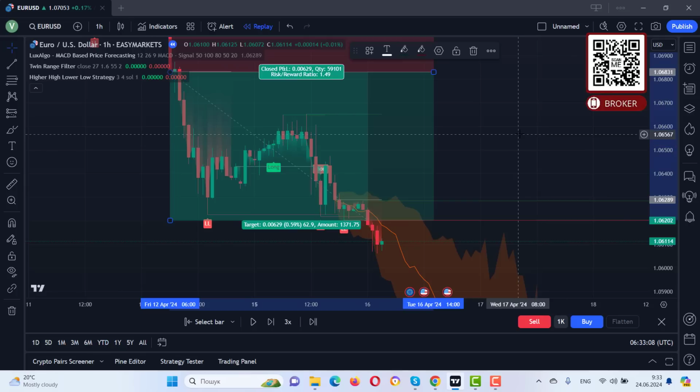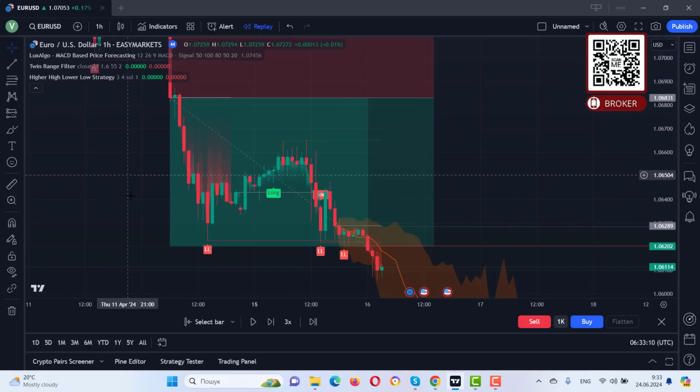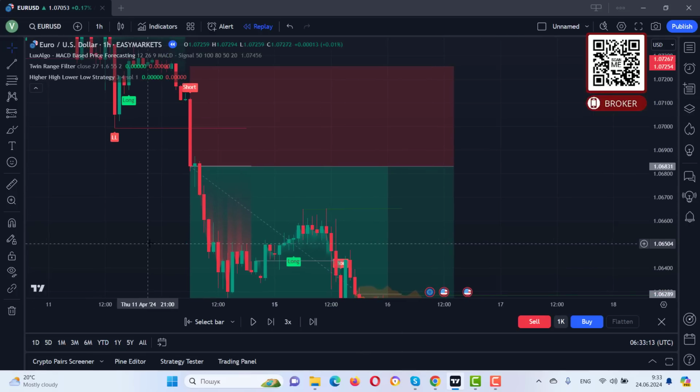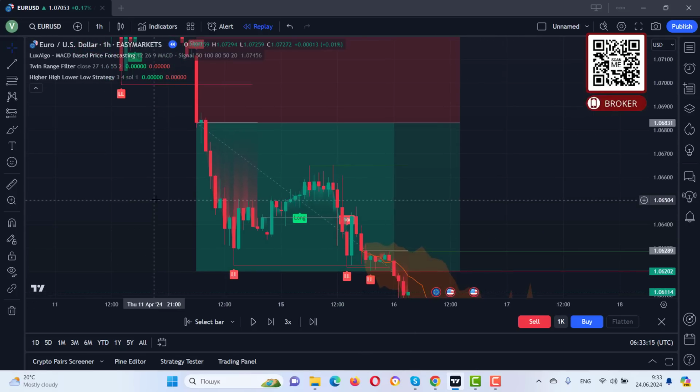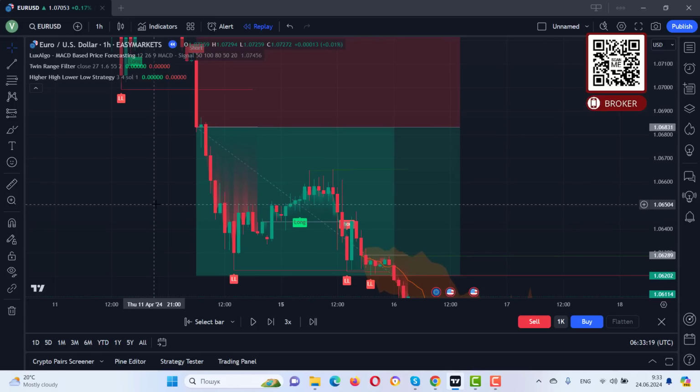This trade, like all our trades, has turned a profit. As evident, our trading strategy is effective. You can use it as well.